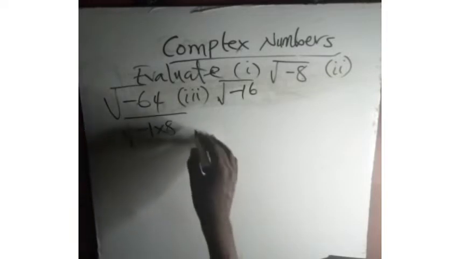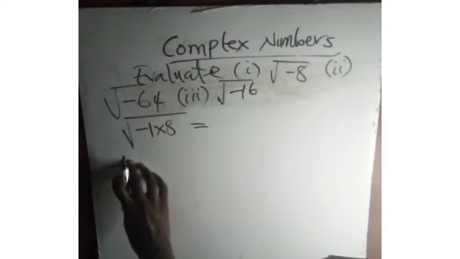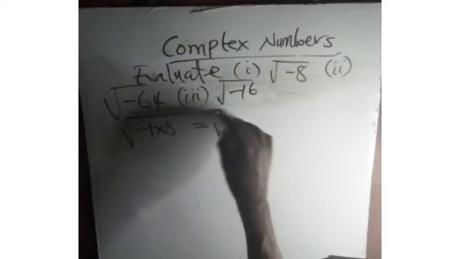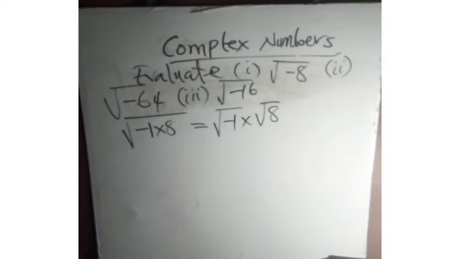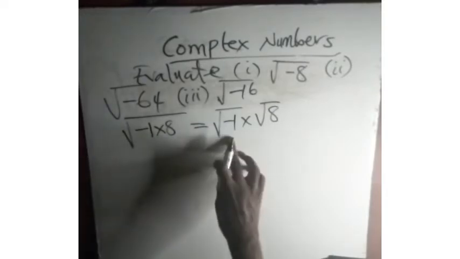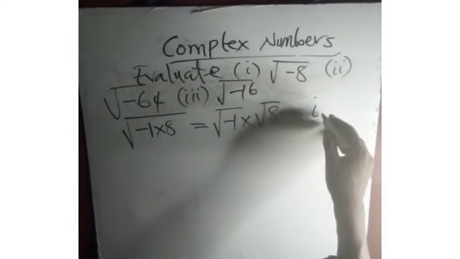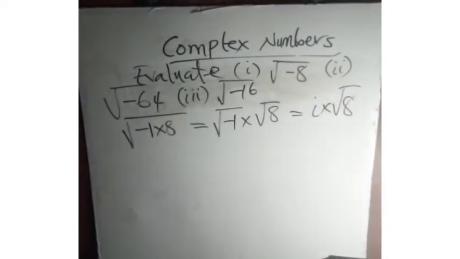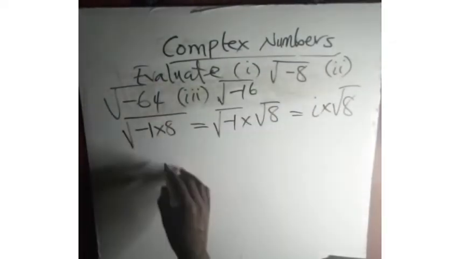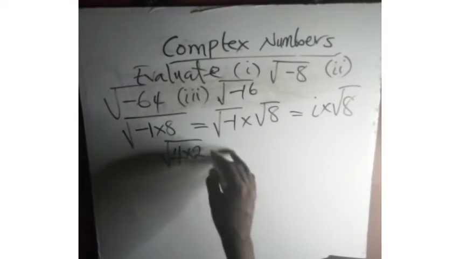And we know I can split this problem in the square roots to the square root of minus 1 times the square root of 8. And we can recall that the square root of minus 1 is what? i. So this is i times the square root of 8, isn't it? So from here, you know that the square root of 8 can be broken down to what? 4 times 2.